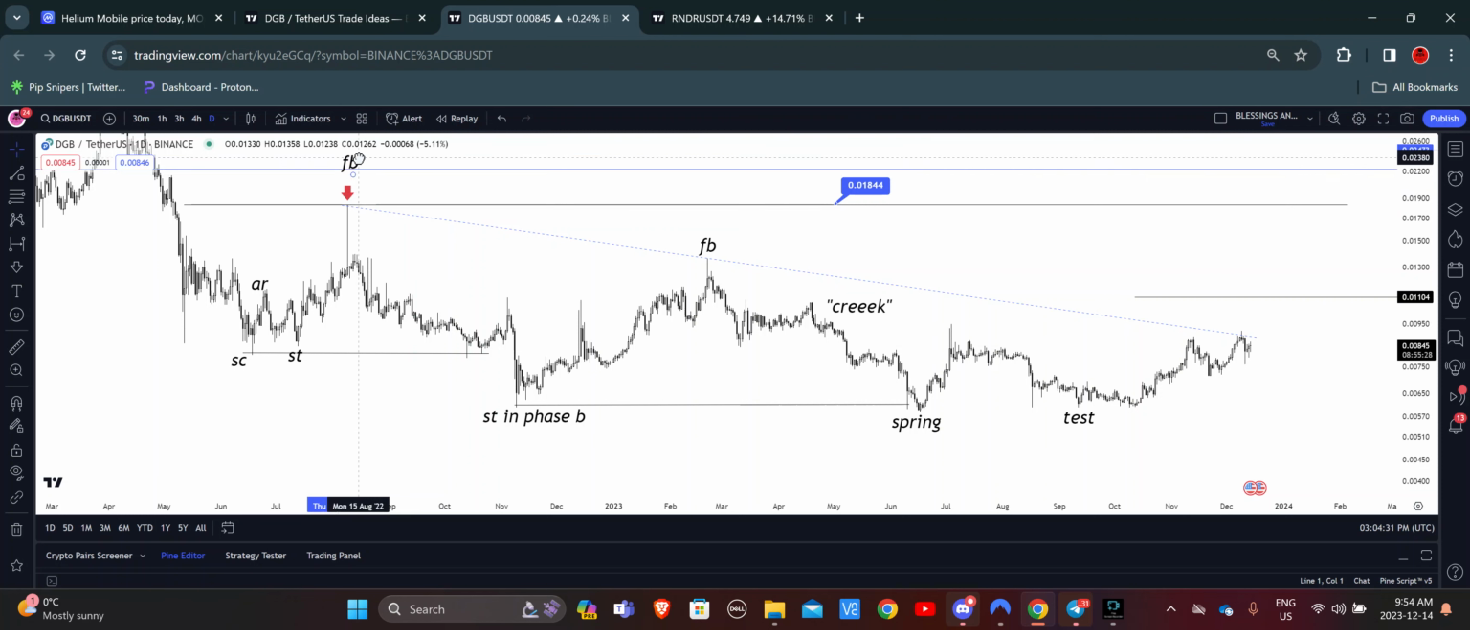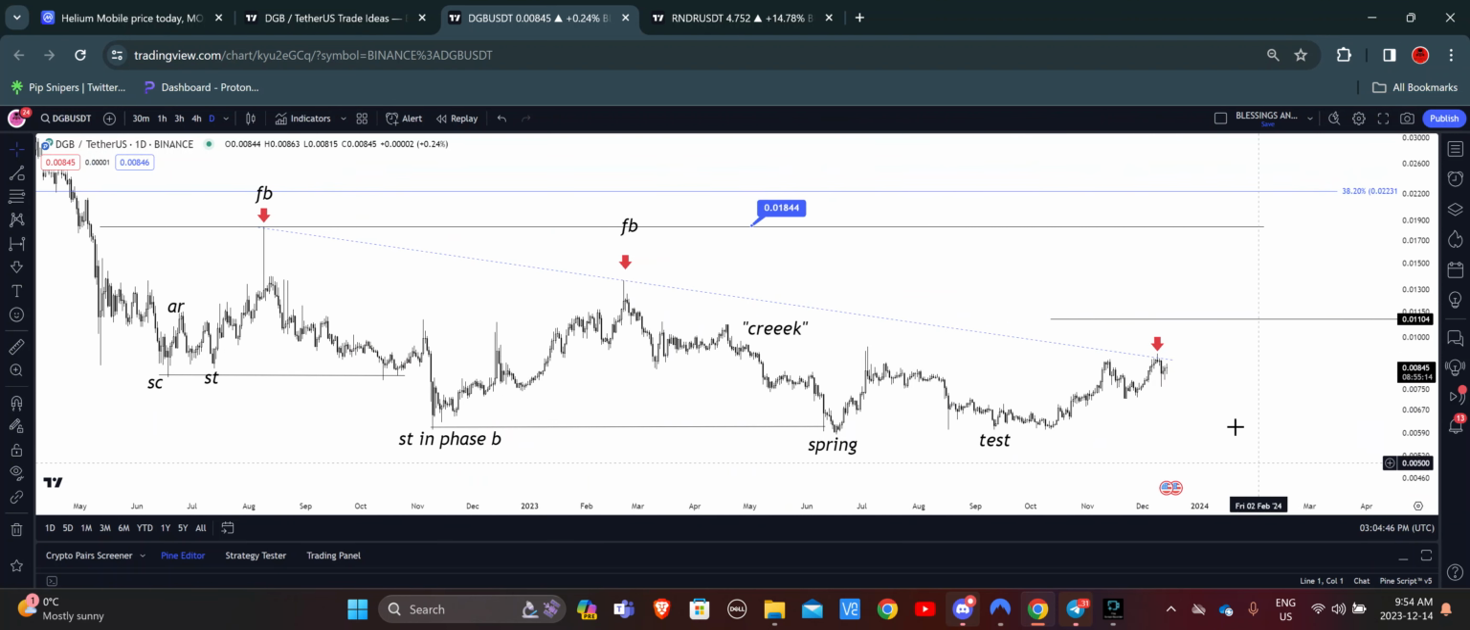And what we see over here is we tested that downtrend 3 times now. So you have your first time, second time, and your third time right here. So it would make sense that we see a little bit of resistance here, but eventually we are going to break out toward our SOS phase.